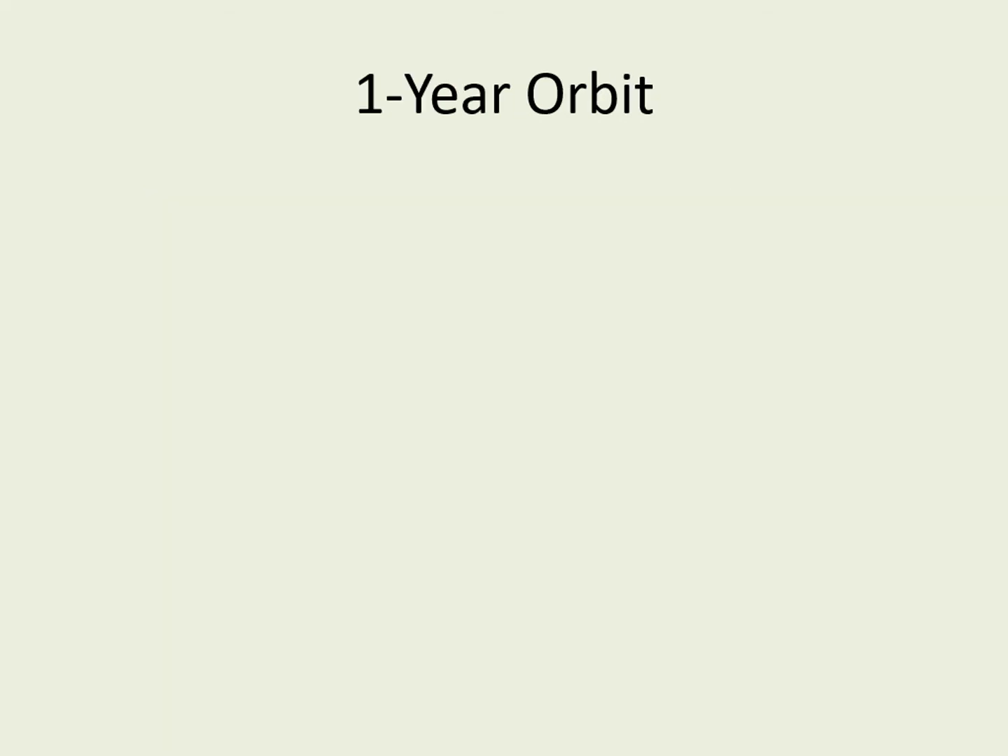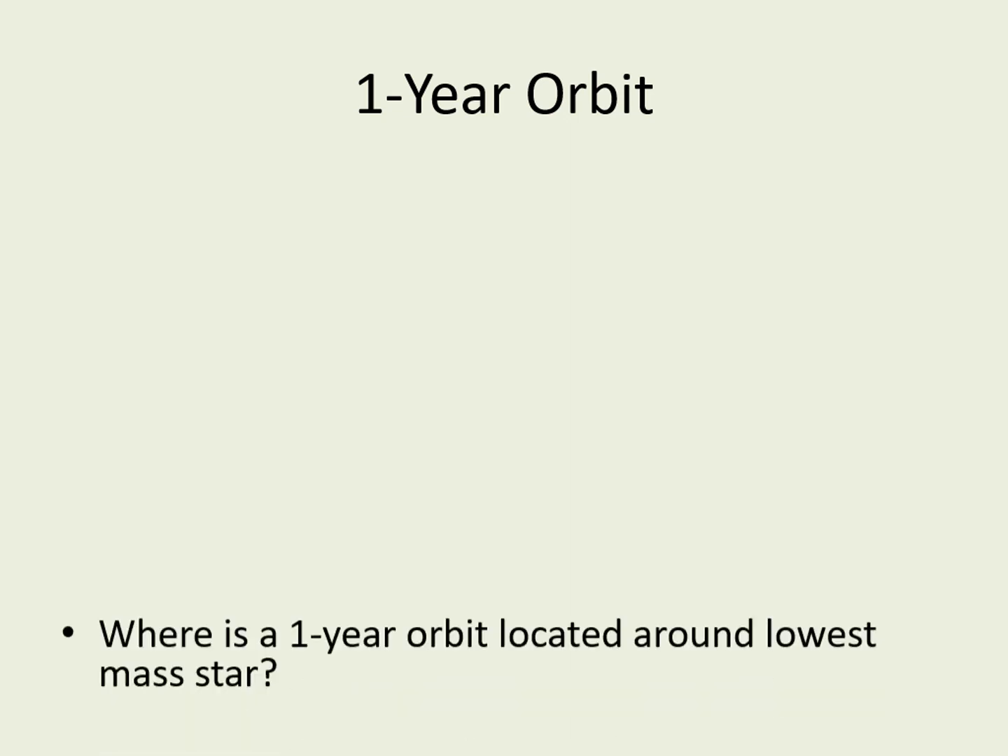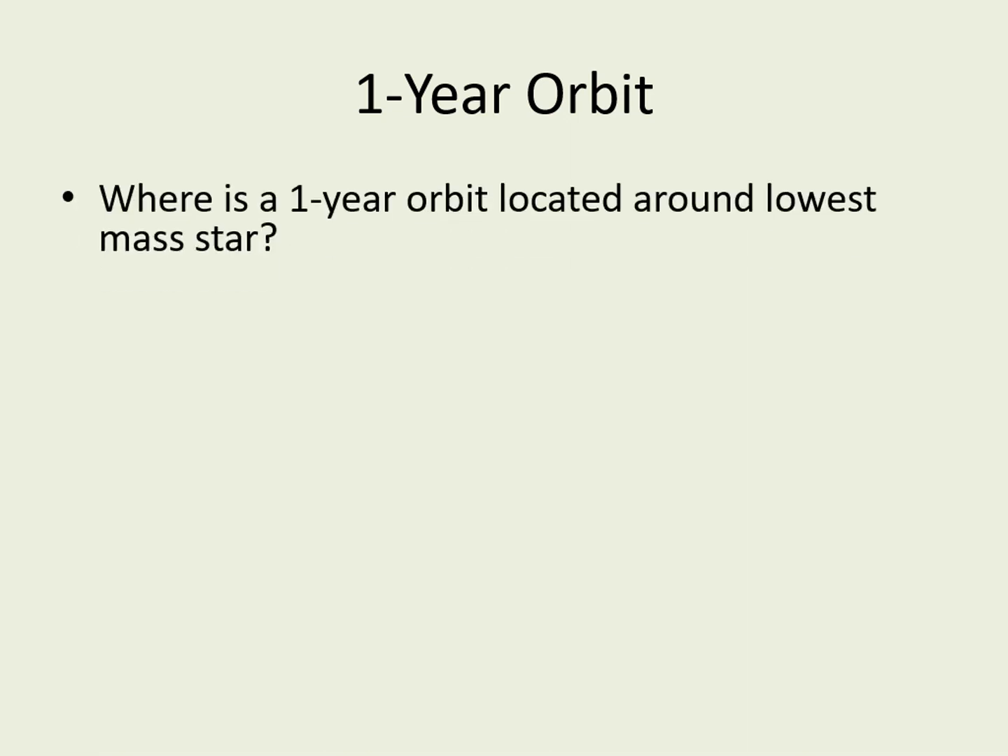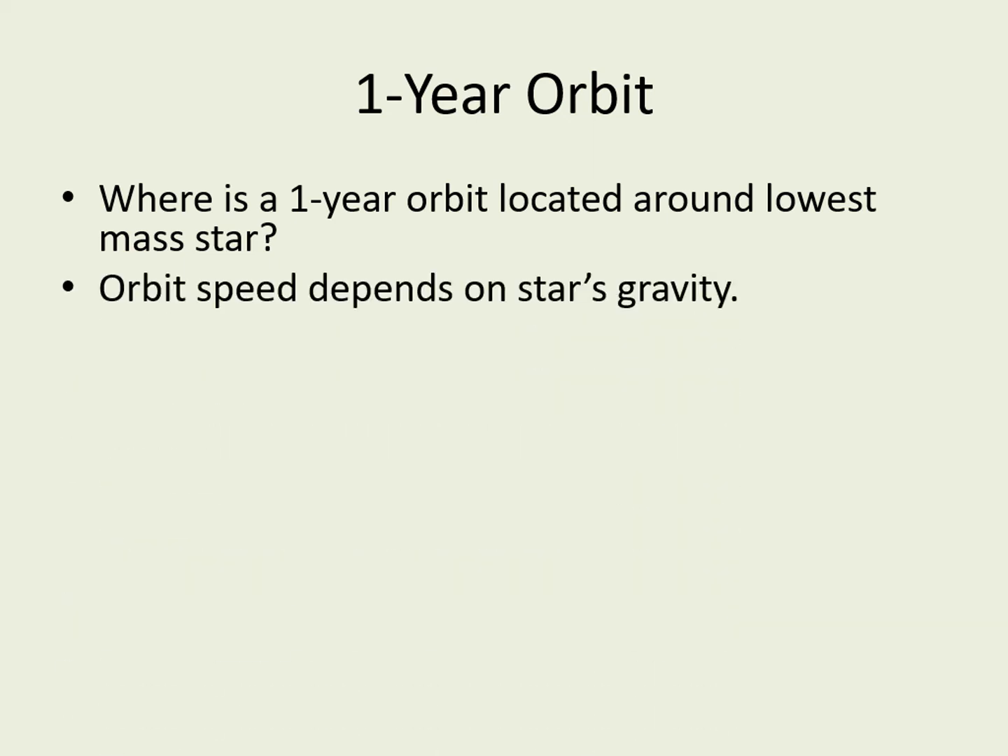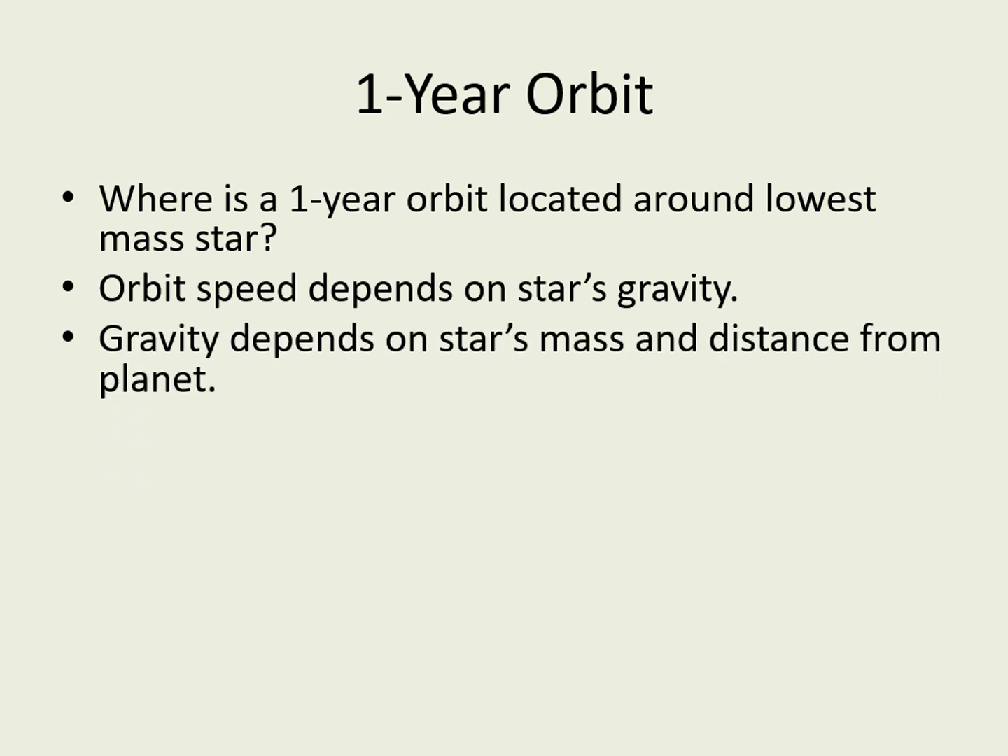In this question, you're asked to figure out where a planet with a 1-year orbit has to be located in the system. Should it be the same distance as Earth is from the Sun, 1 AU, or should it be closer or further from that star? The time it takes a planet to orbit a star depends on the strength of the star's gravity. The stronger the gravity, the faster the planet has to move to avoid falling into the star. The strength of the star's gravity depends on the star's mass and how far the planet is away from it.